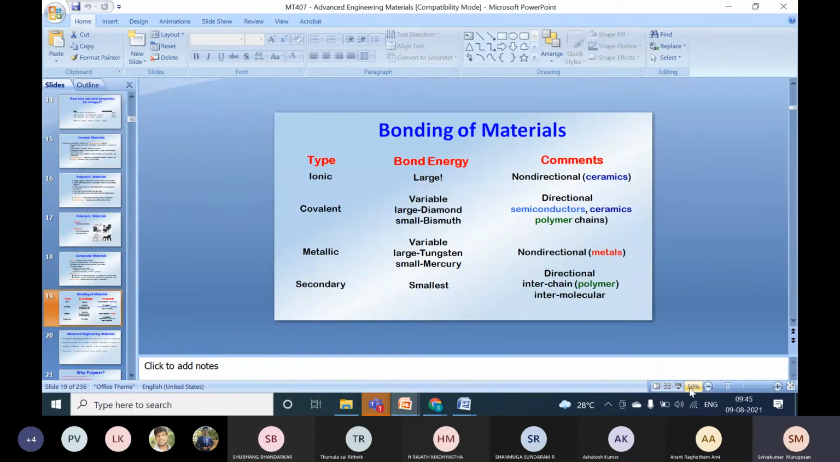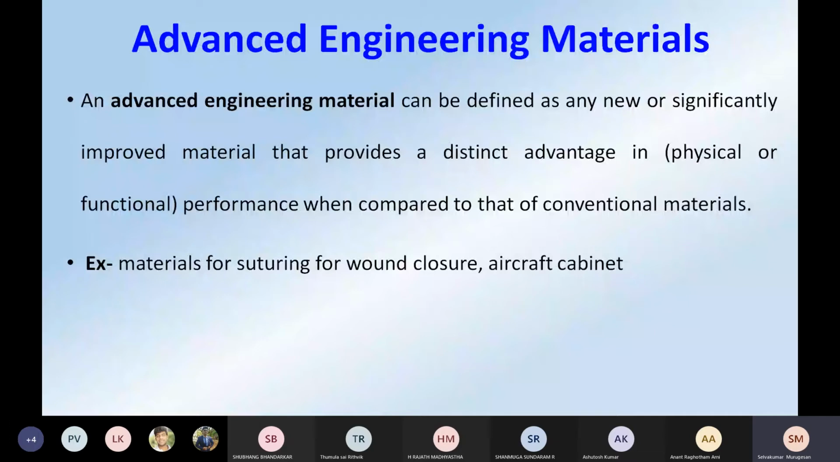So now one can define what advanced engineering materials are. An advanced engineering material can be defined as any new or significantly improved material that provides a distinct advantage in the form of physical or functional performance as compared to that of conventional materials. Okay.